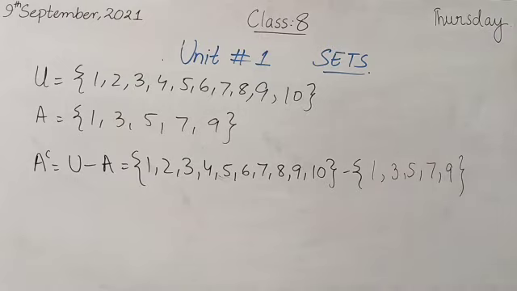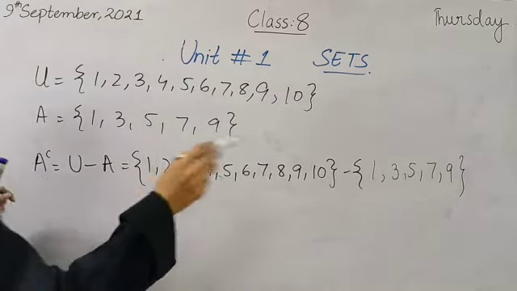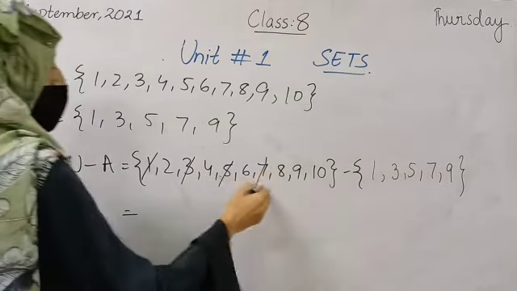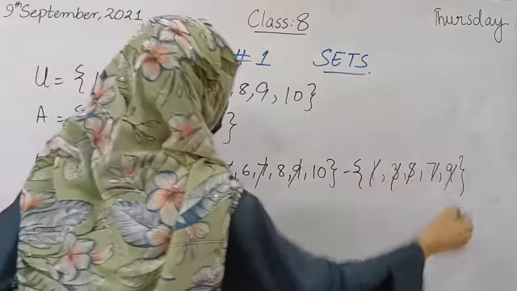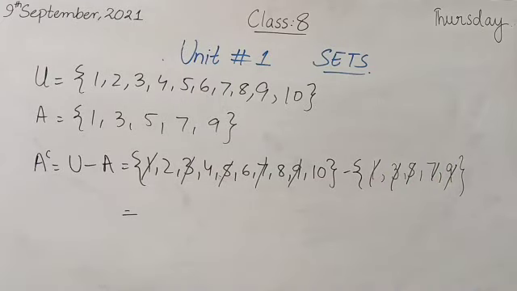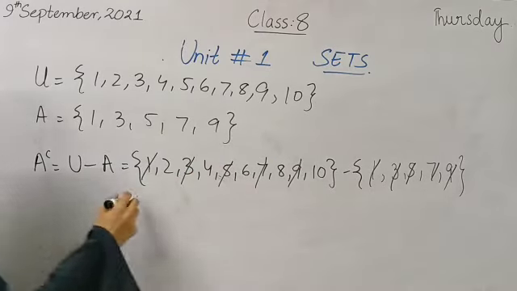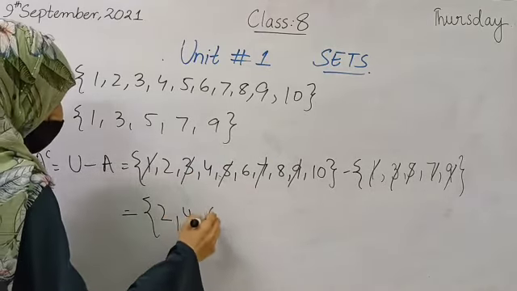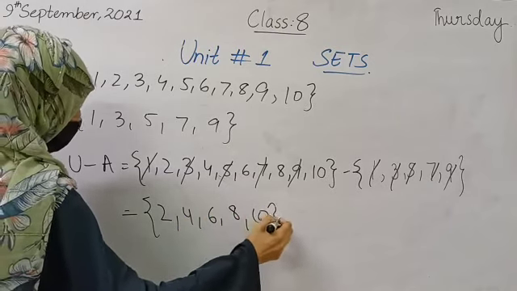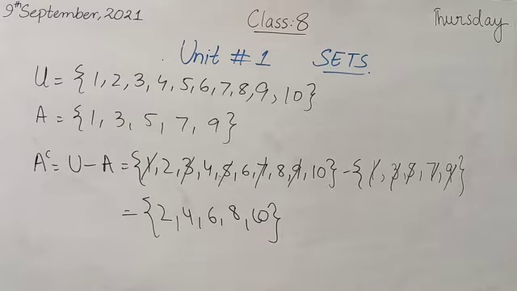Now how will you find out the complement? Cross out the same elements 1, 3, 5, 7 and 9. These are the same elements. So all the elements of set U which are not in that set, what are these elements? 2, 4, 6, 8 and 10. So this is a complement, the set of even numbers till 10. Is it okay, students? It's very easy and very similar to difference.